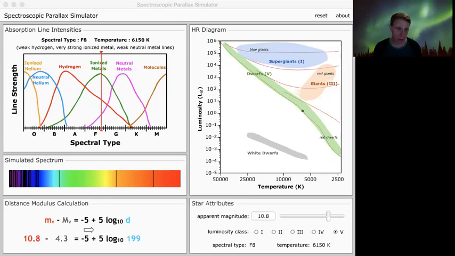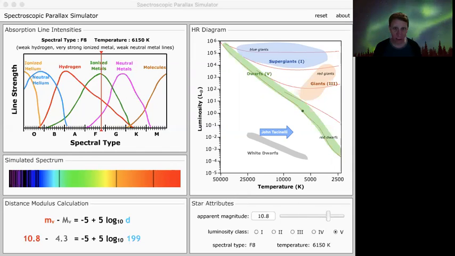So what you have to do then is take a spectrum of it and figure out what type of star it is, whether it's a G2 or an F8 or whatever it is, and then you'll have located it on the diagram here, and you can use this calculator to figure out what the distance is. So let's do an example.